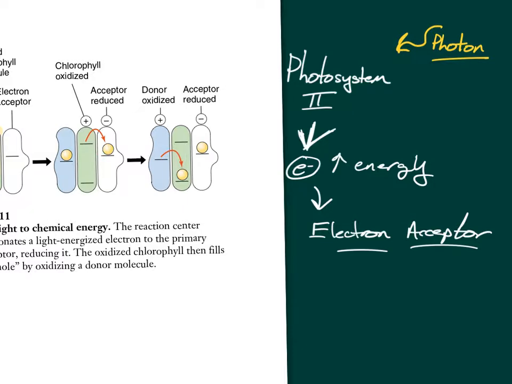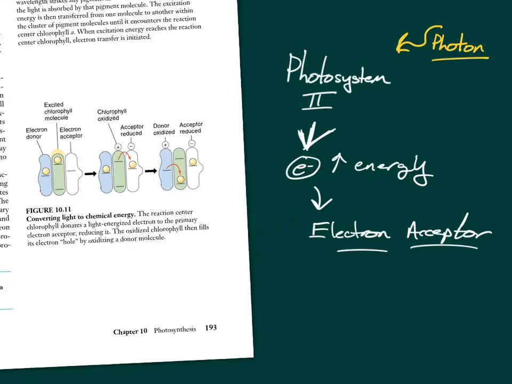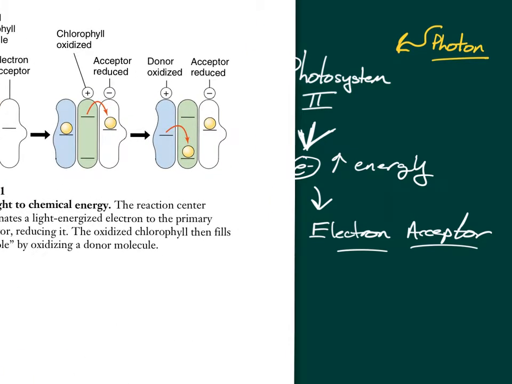Then, of course, what happens to the electron over here, to what we call the electron donor? What do you think is going to happen to this electron? It's going to come to this one. It's going to be low energy, but in the chlorophyll. But then what happens when light hits it? It's going to jump up. Do you see what happens?